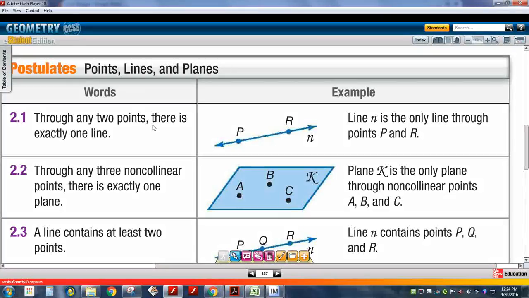Points D, H, and P are coplanar. That's the one that says any what? 3 points create a what? Any 3 points determine exactly one plane. So that's postulate 2.2. Okay, guys?